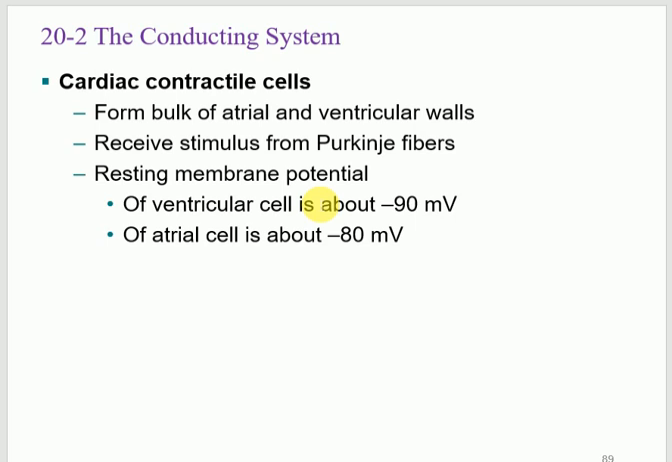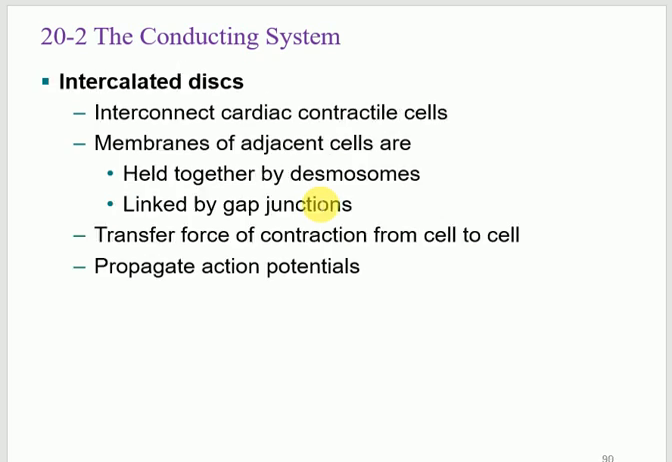Resting membrane potential is about minus 90, which is what we talked about, similar to the muscles that we talked about before. In the atria it is a little bit different, minus 90. Do you guys still remember the differences between the different types of muscle fibers from 233, skeletal muscles versus smooth muscles versus cardiac muscles? Do we still remember anything about that? That was part of the muscular system.